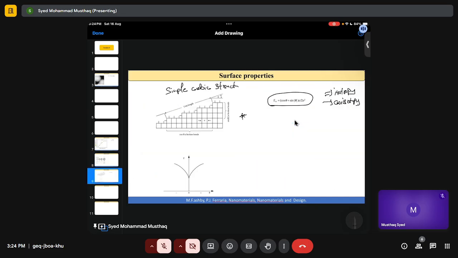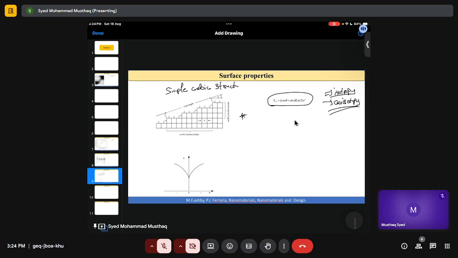Okay, we will come to that slowly. So at first you have isotropy. Isotropy is nothing but, in whichever direction you go, the properties will not change. And anisotropy is nothing but, whenever you change the direction, your property will change. So that's the difference between isotropy and anisotropy.